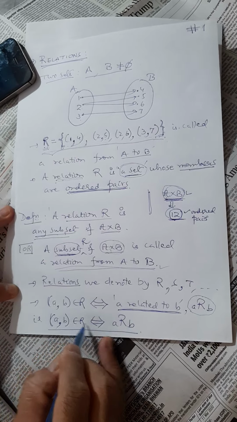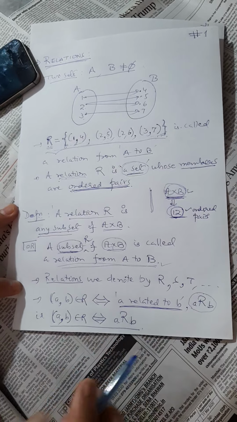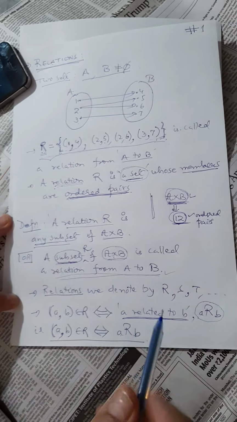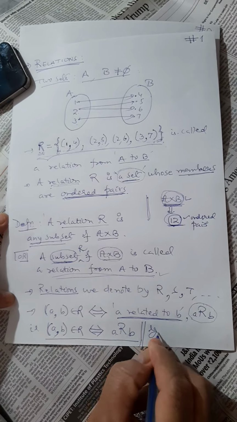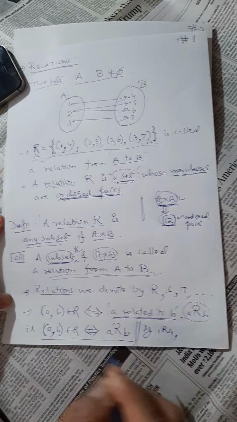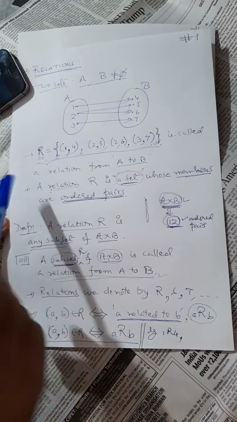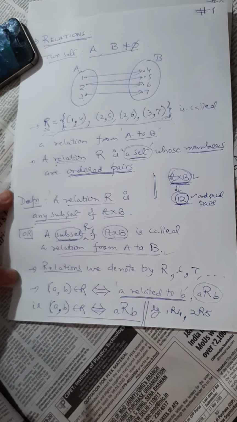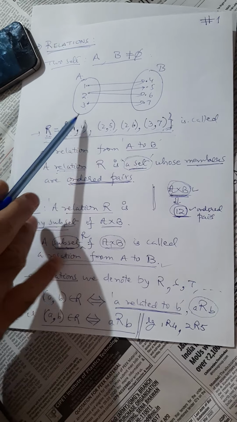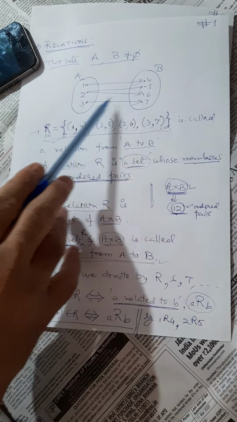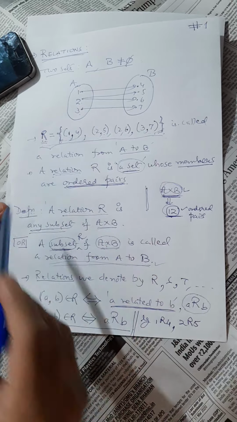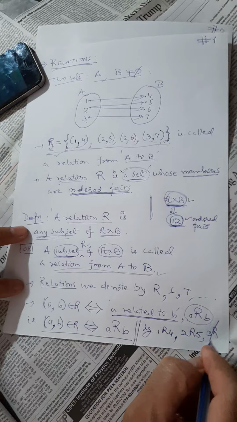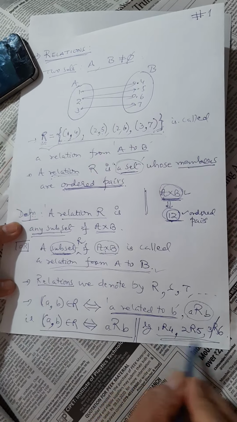A comma B belongs to R, then we say that A is related to B. For example, in this example, you can say that 1 is related to 4. So I can write here, for example, 1 related to 4. 2 comma 5 is in R, so I can write 2 related to 5. But here, for example, 3 is not related to 6. 3 comma 6 is not there. So we can write like this: 3 is not related to 6. This is just for your information.